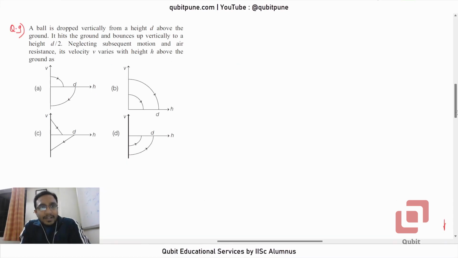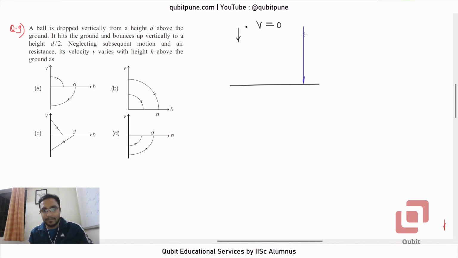A ball is dropped vertically from a height d above the ground. Dropped means its initial velocity is 0, but it is dropped downwards from a height d. It hits the ground and bounces up vertically to a height d by 2. So the ball falls and then it rises up to a height d by 2.